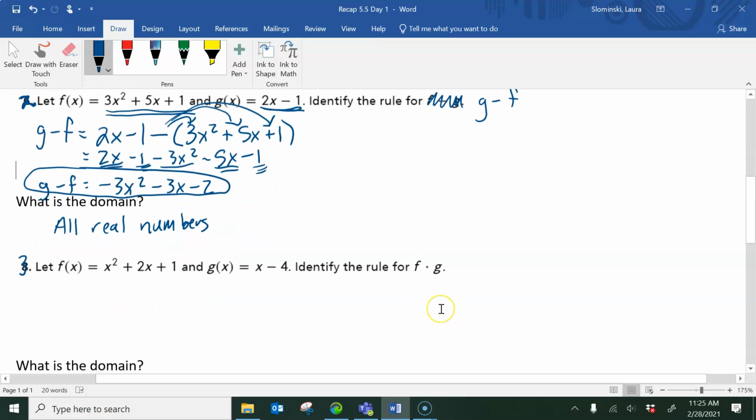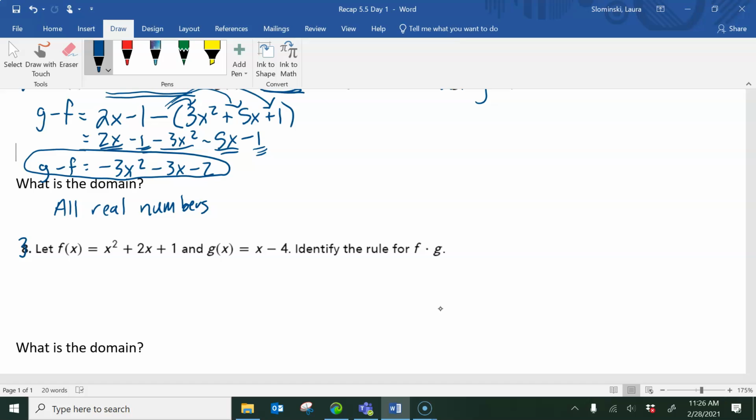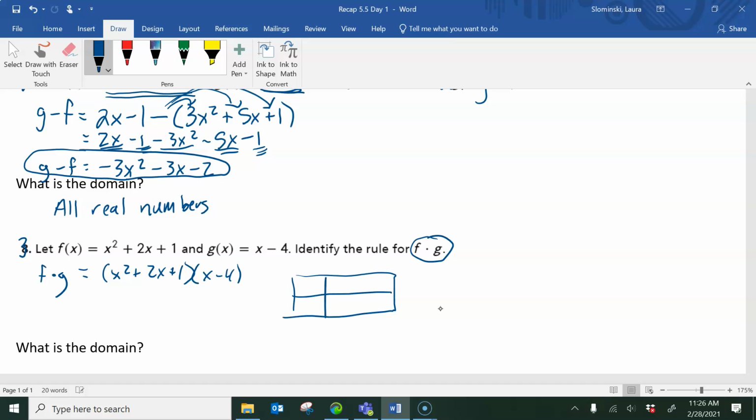All right, the third thing we started to look at is what if we ask you to do f times g? That's a multiplication sign, a filled-in dot between. Well, that's saying, okay, let's take x squared plus 2x plus 1 times x minus 4. And again, we did this a few chapters ago. This one happens to be a binomial times a trinomial. So I would do the box method.